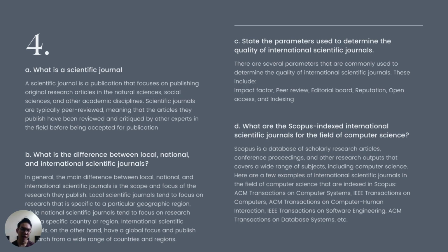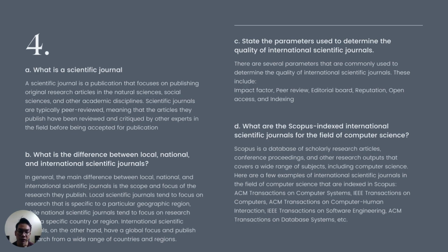C. State the parameters used to determine the quality of international scientific journals. There are several parameters that are commonly used to determine the quality of international scientific journals. These include impact factor, peer review, editorial board, reputation, open access, and indexing.